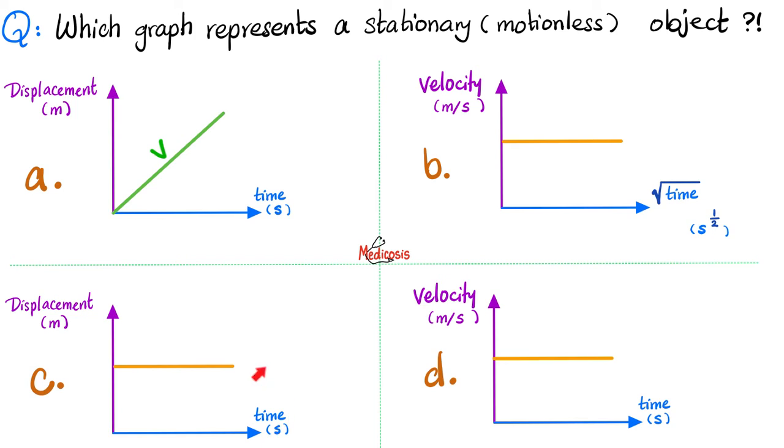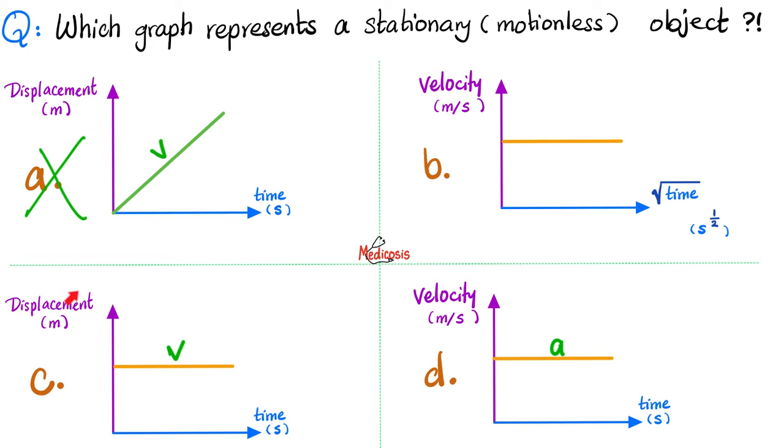How about displacement over time? The slope of this line is velocity. How about velocity over time? The slope of this line is acceleration. Here, velocity is a straight line in the positive direction. This is uniform velocity. This object is moving. So A is incorrect. Forget B because that's weird.